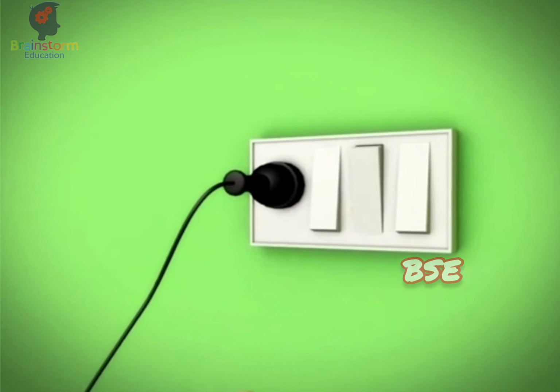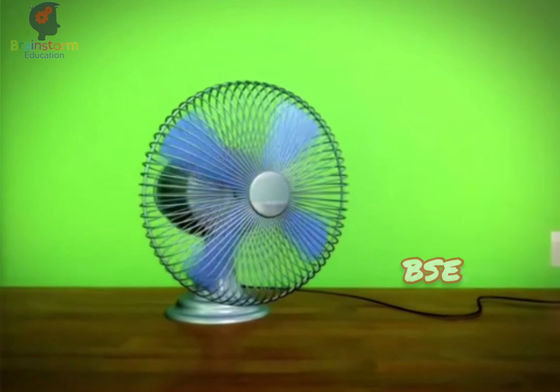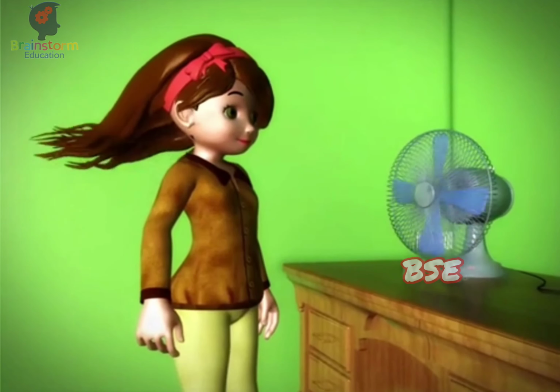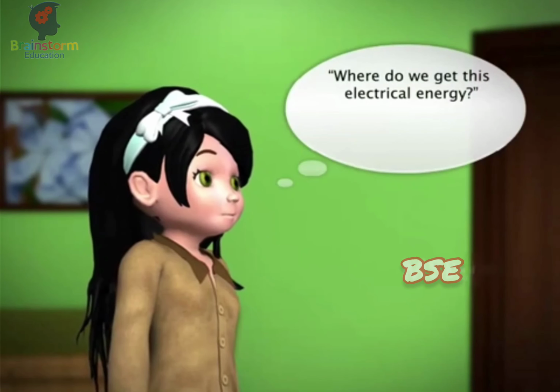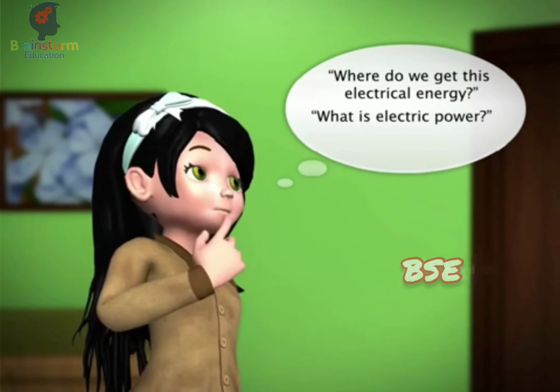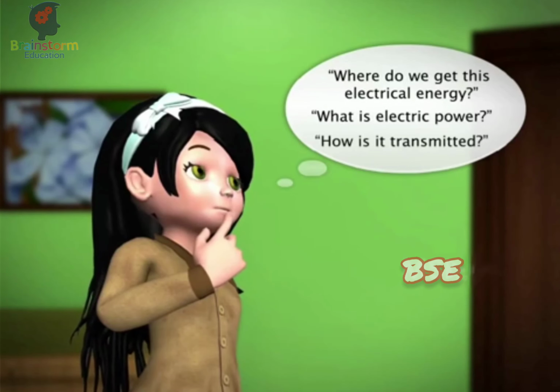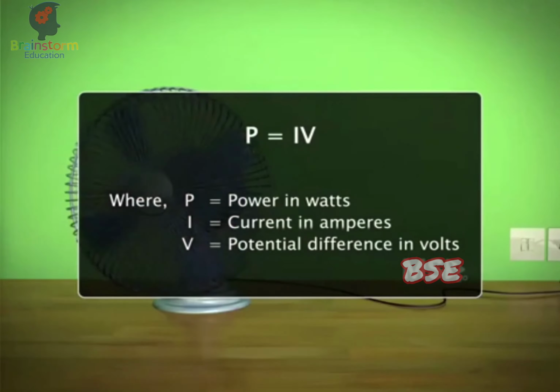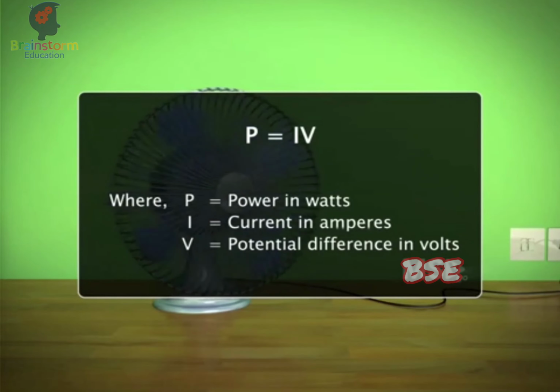When we plug in a table fan and switch it on, we connect it to the main electric supply. Where do we get this electrical energy? What is electric power? How is it transmitted? Electric power is what is given off when electrical energy is dissipated. It is given as the product of current and voltage.